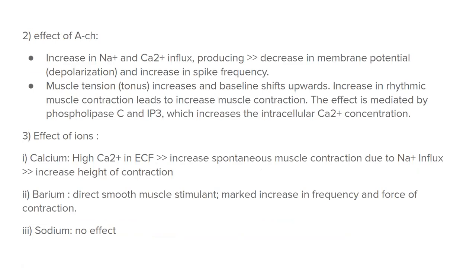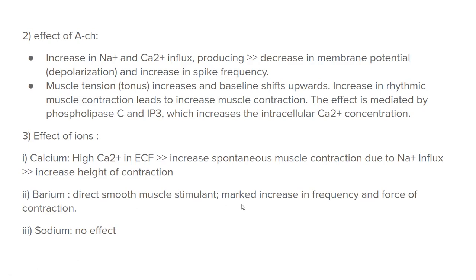ACh does the exact opposite. It causes influx, it causes depolarization, it reduces the membrane potential, increases the spike potential. Now coming to ions, calcium is explained enough. High calcium in the ECF increases spontaneous muscle contraction. High calcium in the ECF causes sodium influx, and that causes depolarization. Sodium as such has no effect; calcium leads to sodium influx.